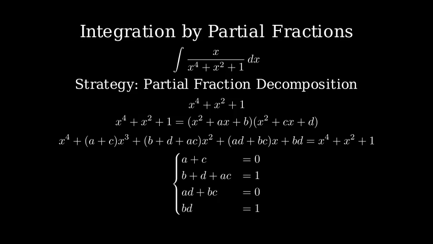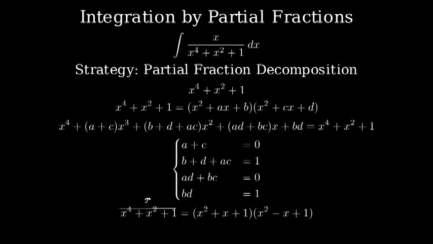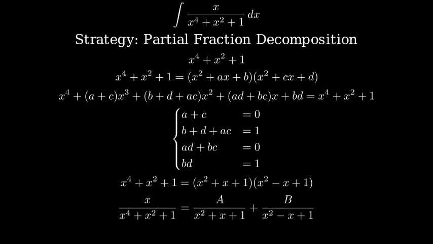Solving this system, we find that the denominator factors as x squared plus x plus 1 times x squared minus x plus 1. Now, we can write our integral as a sum of partial fractions. The numerator x can be written as a times x squared minus x plus 1 plus b times x squared plus x plus 1, where a and b are constants we need to find.